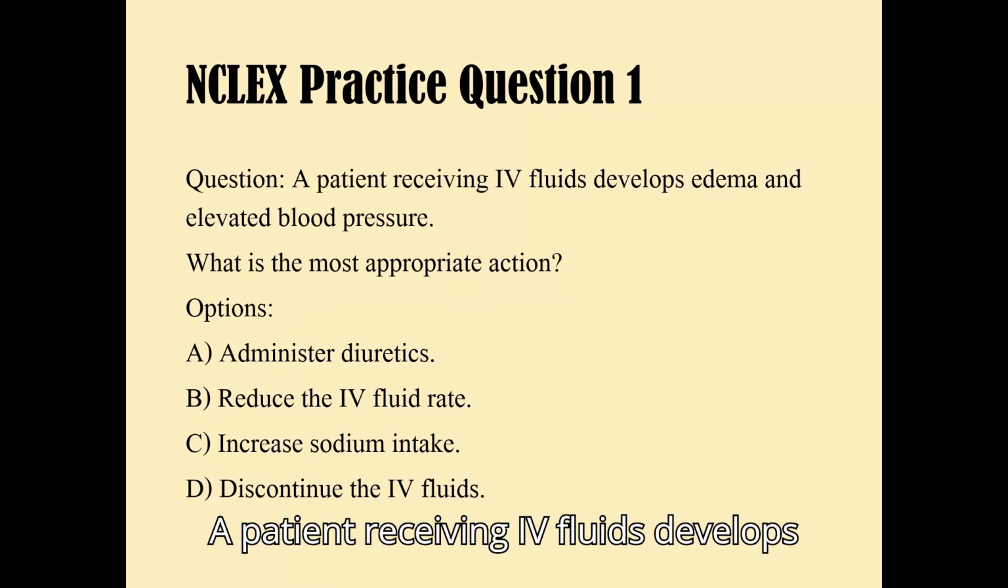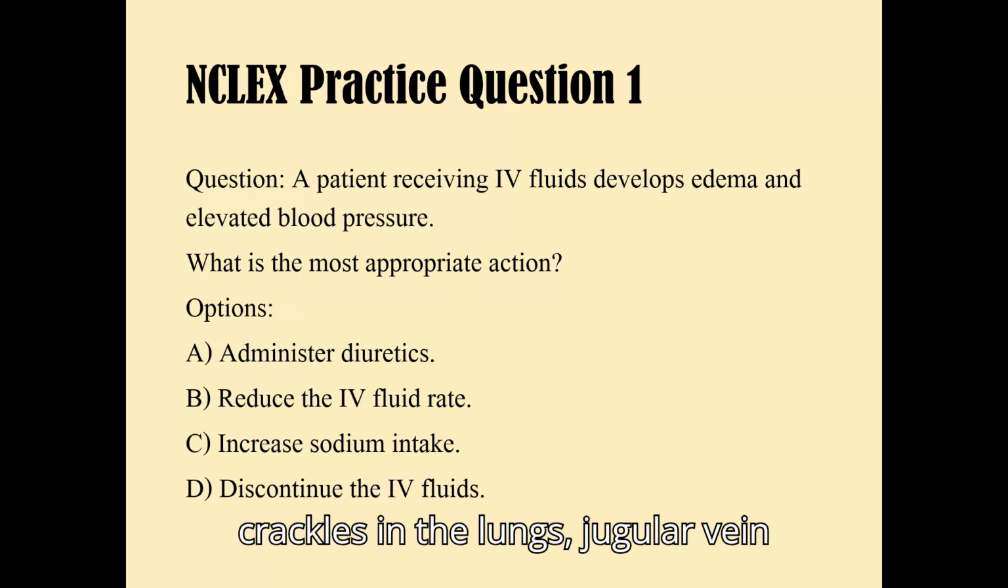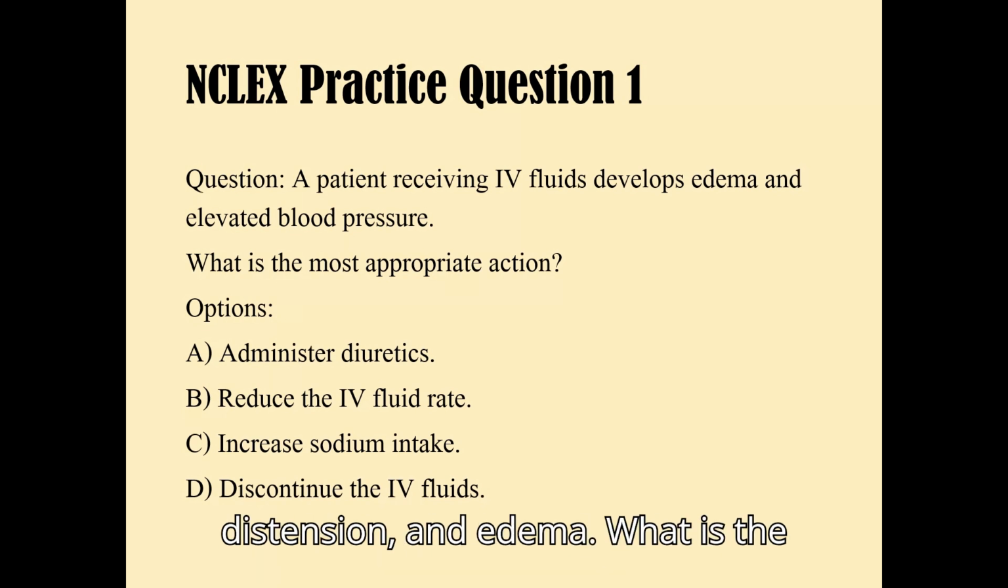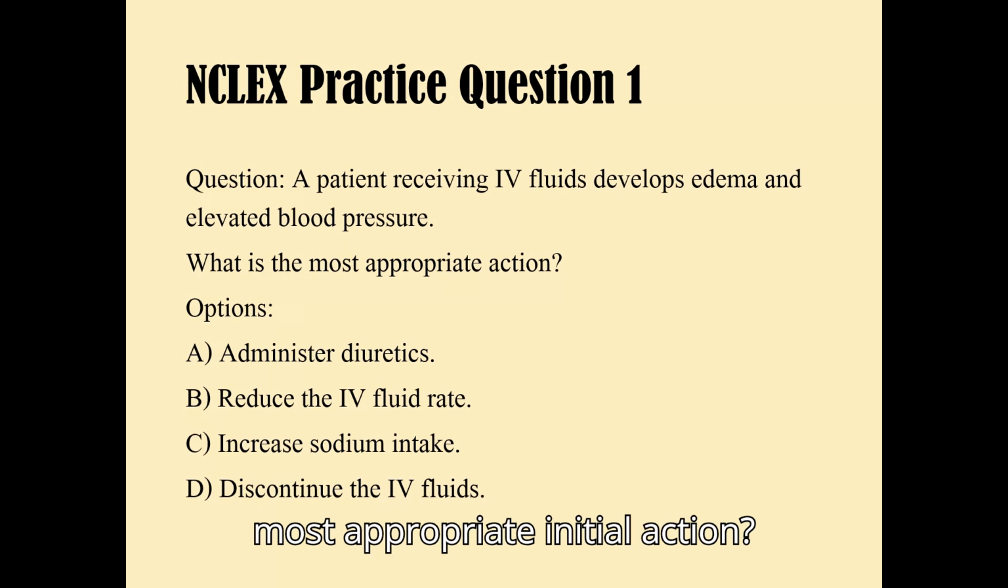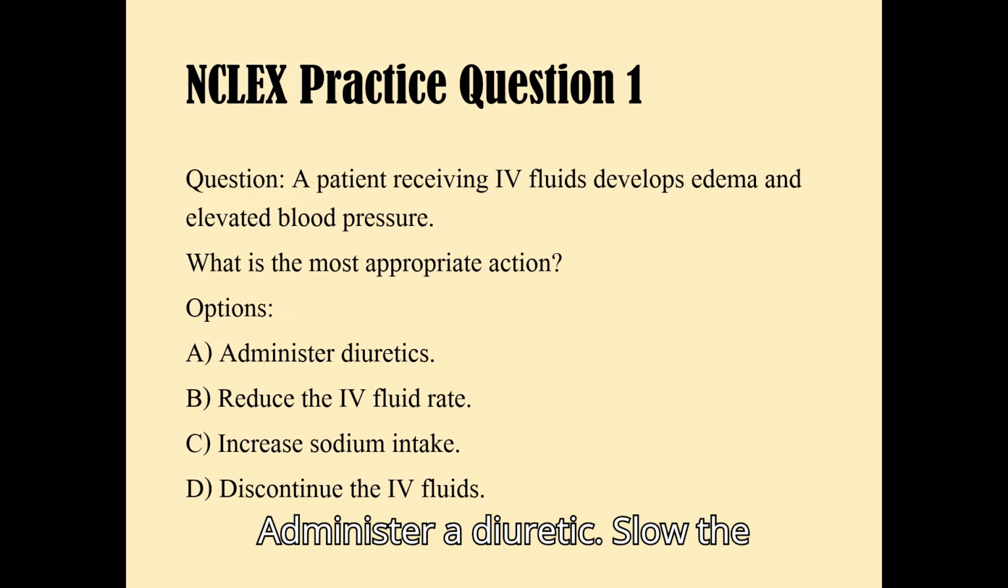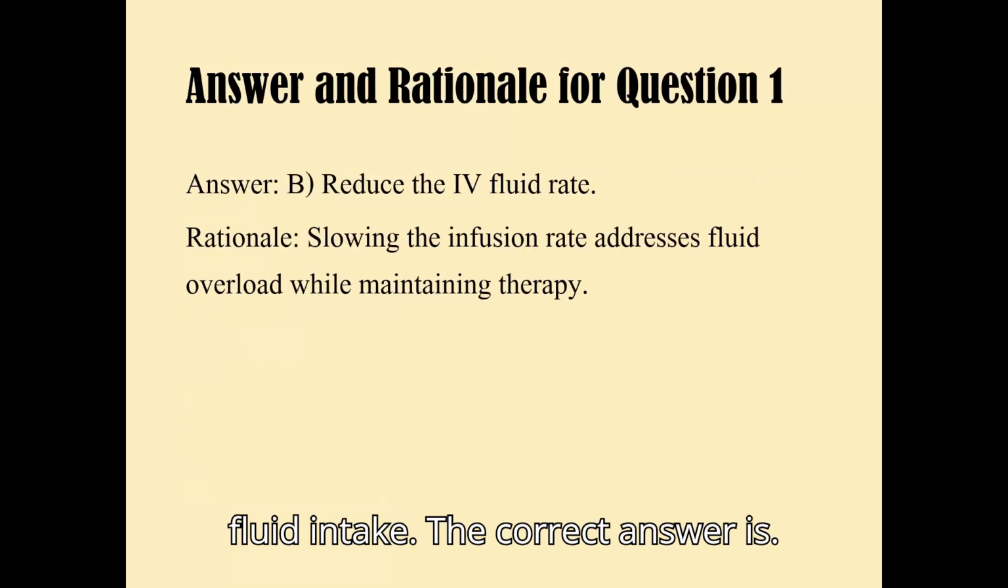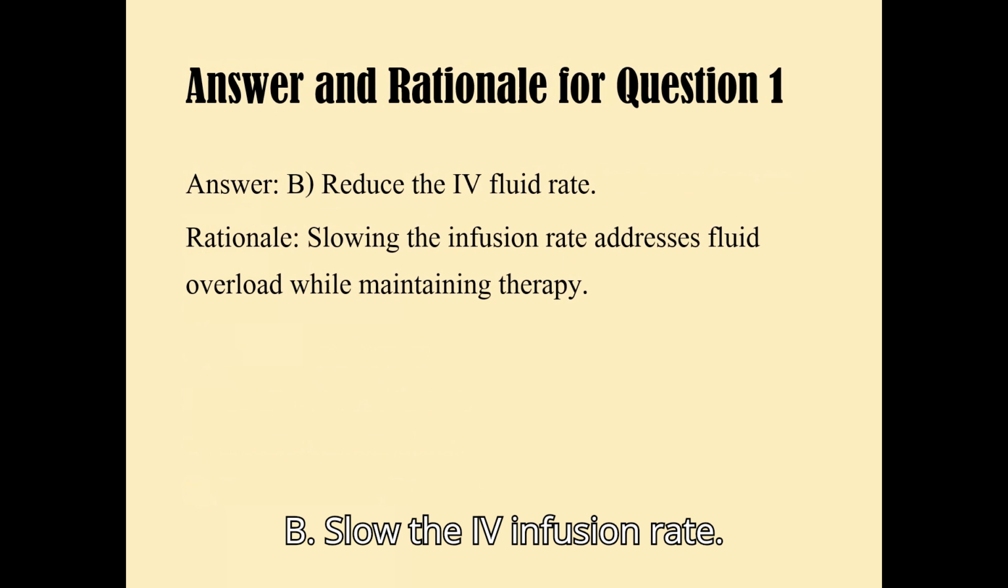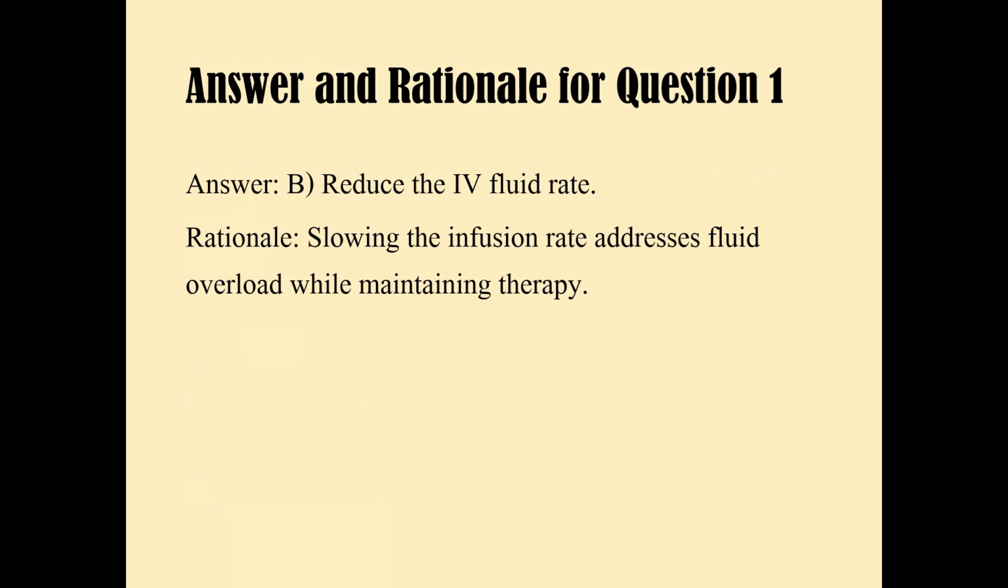Question: A patient receiving IV fluids develops crackles in the lungs, jugular vein distension, and edema. What is the most appropriate initial action? Options: A. Administer a diuretic. B. Slow the IV infusion rate. C. Notify the healthcare provider. D. Increase oral fluid intake. The correct answer is B. Slow the IV infusion rate.